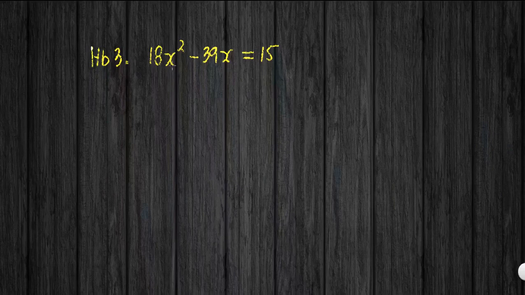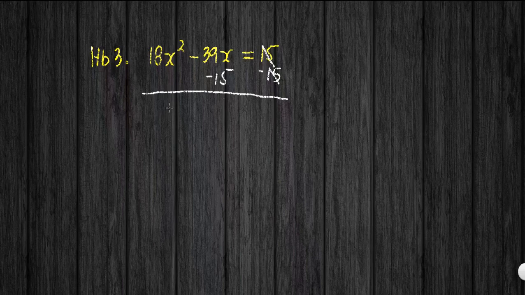Okay, so our third example is 18x squared minus 39x equals 15. As you can see, I need to first subtract 15 from both sides so that I can move 15 to the left side. Okay, so now I move 15 to the left side. So we have 18x squared for the first term, and for our second term, we have negative 39x. And for our third term, we have negative 15, and that is equal to 0.